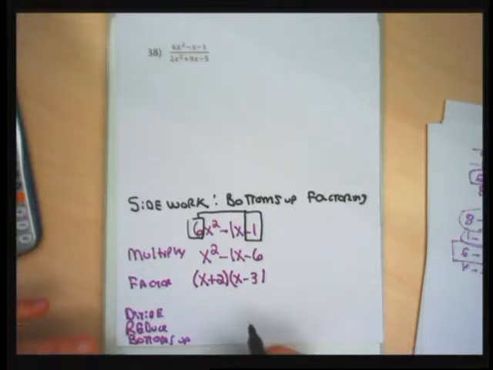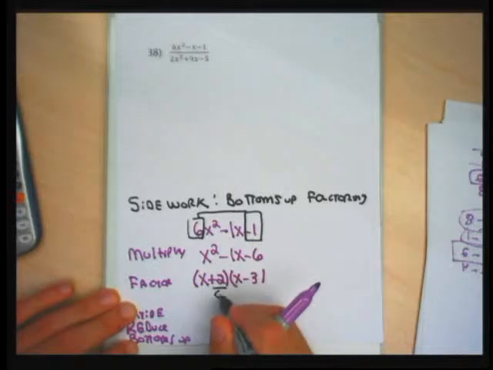So I've multiplied, factored, now I'm going to divide. I started off multiplying by 6.